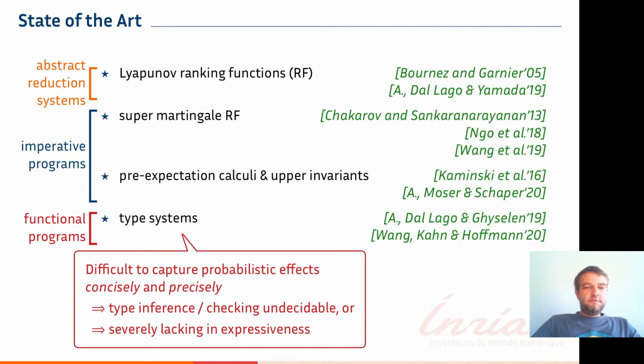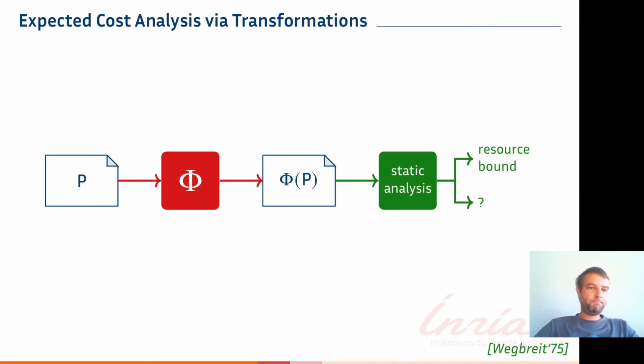The problem with this approach is that it's very difficult within a type system to capture probabilistic effects at the same time in a concise and precise way. The implication of this is that when you design such a type system, you will have to make a trade-off between the expressiveness of the type system and how difficult it is to reason within this type system.